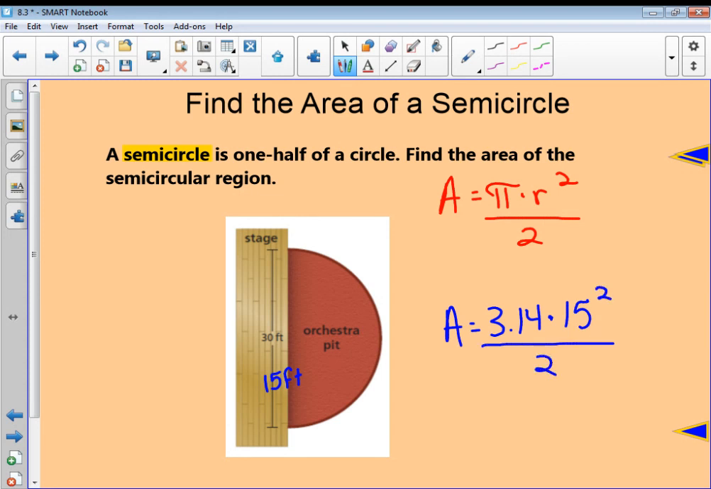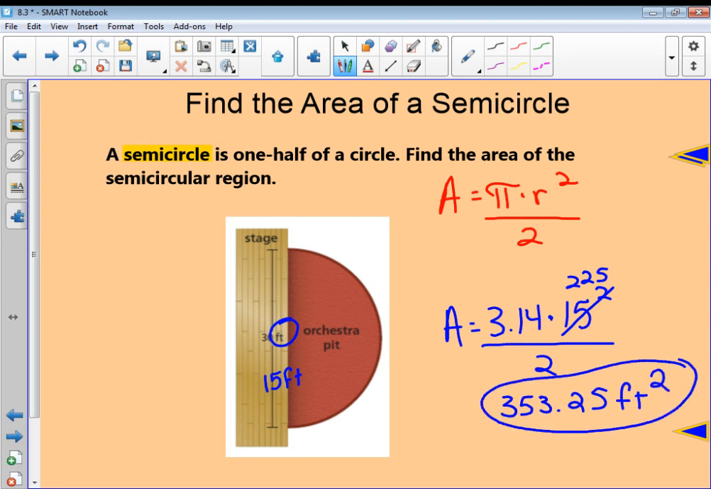And no, squared and divide by 2 are not opposites. You have to do the 15 squared times the 3.14, then divide it by 2. Okay, so 15 squared is 225. So I'm going to take 3.14 times 225, and then I'm going to divide that answer by 2. And when I do that, I get 353.25. My units were feet, so it's going to be feet squared for my final part of the answer.